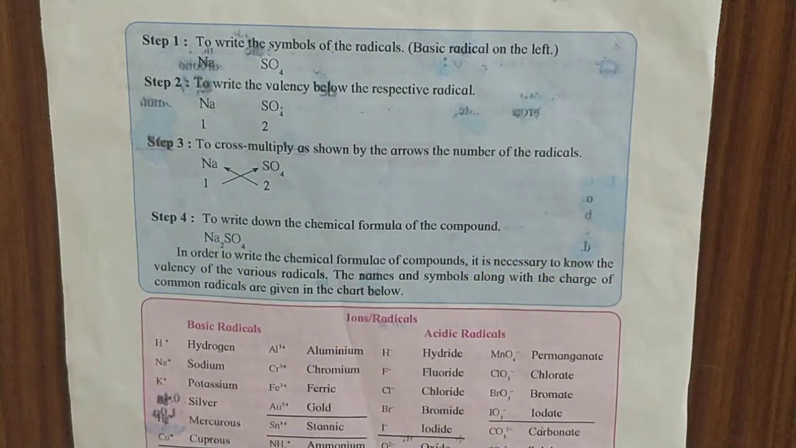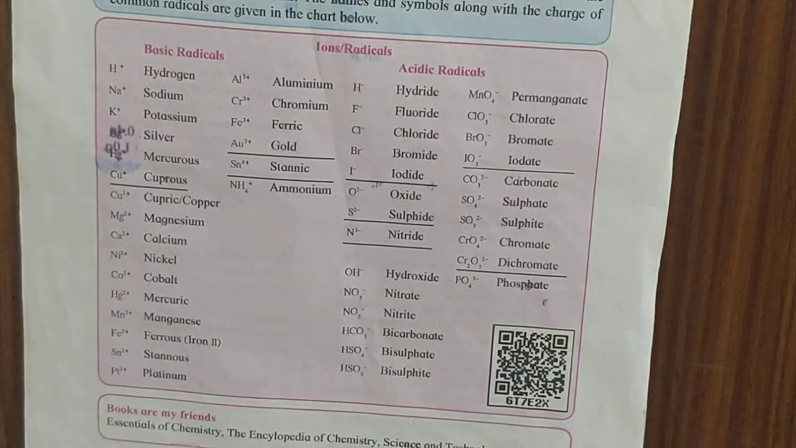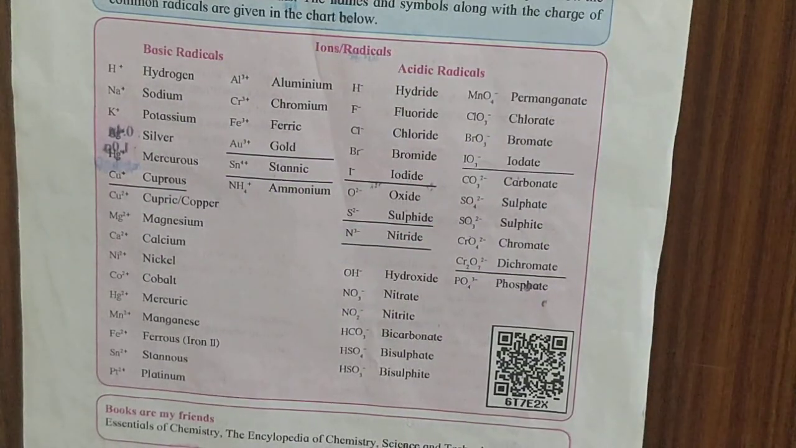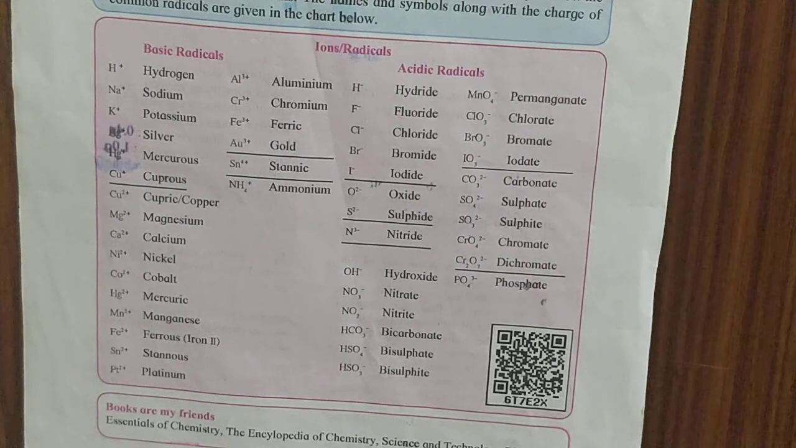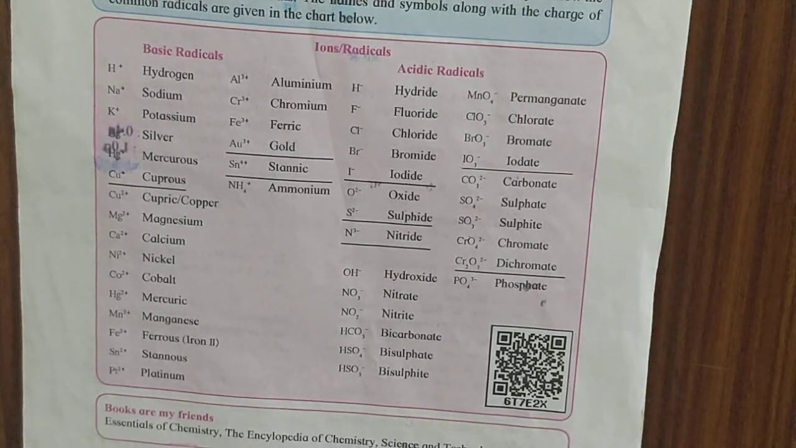In order to write the chemical formula, it is necessary to know the valency. I repeat again. The names and symbols along with charge of common radicals are given in the chart below. So, this is the chart. Here we can see a few basic radicals and acidic radicals. Read this 2 to 3 times, so you will be thorough with basic radicals and acidic radicals.